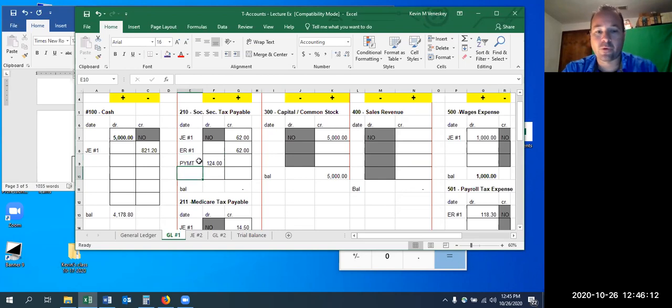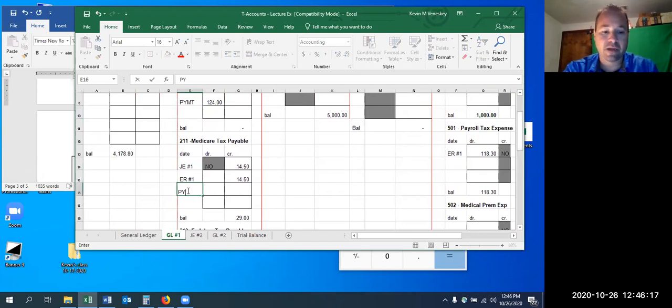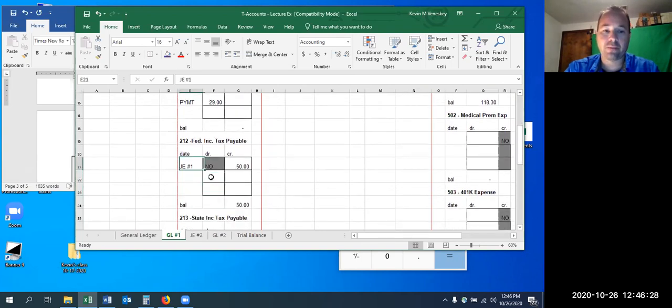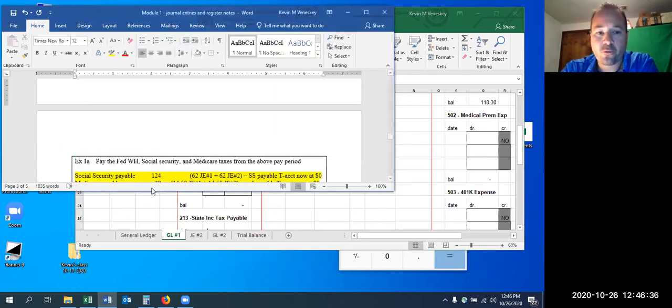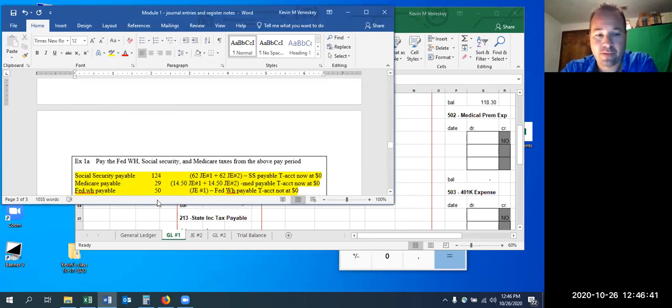Just so we can keep track of what we're doing here. Payment is 124. I need to pay my Medicare, so I'm going to have another payment of whatever the total is here, so 29. I also need to make one final payment because it also says to pay your federal income tax, and I'm going to pay 50. So all three of those were debited, and that's what I'm going to do in my journal entry. Debit, debit, debit. All of the T accounts are now at zero that I just paid.